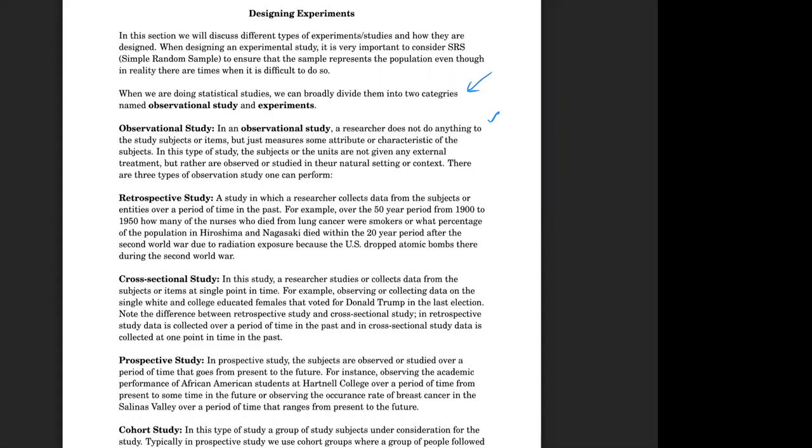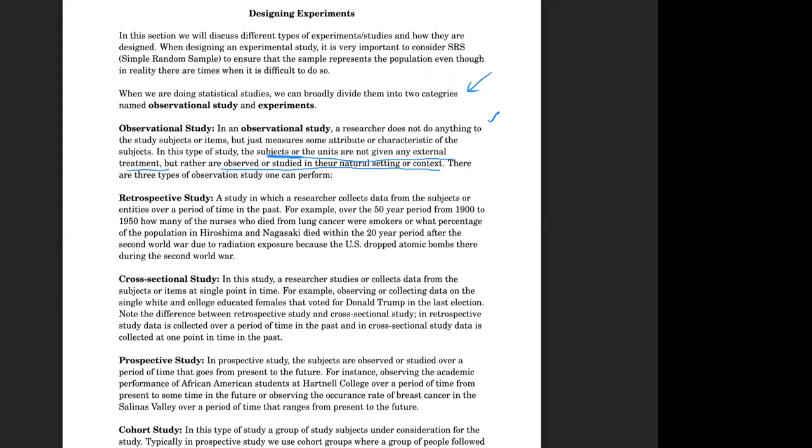So one of the things is, subjects or units are not given any external treatments, but are observed or studied in their natural setting or context. Again, it sounds very academic. What you are doing is basically you are not disturbing them.